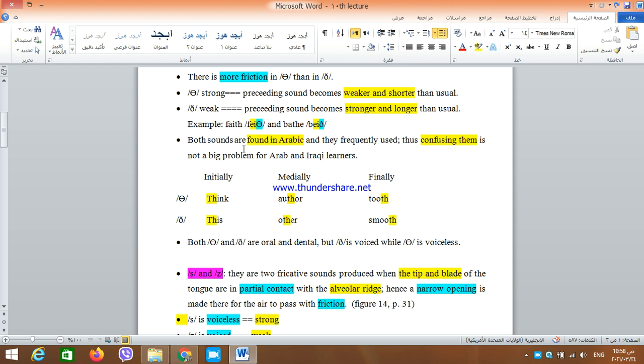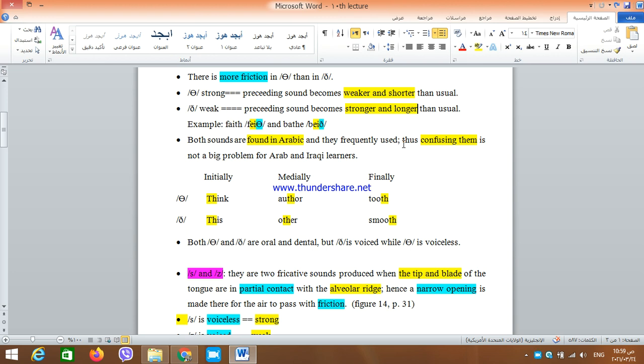Now, both sounds are found in Arabic. If you remember with fa and va, the fa is found in Arabic while va is not found. That's why difficulty is expected in the pronunciation of va, while th and the both are found in Arabic. And they are frequently used, and this maybe avoids or makes confusion not possible between them.